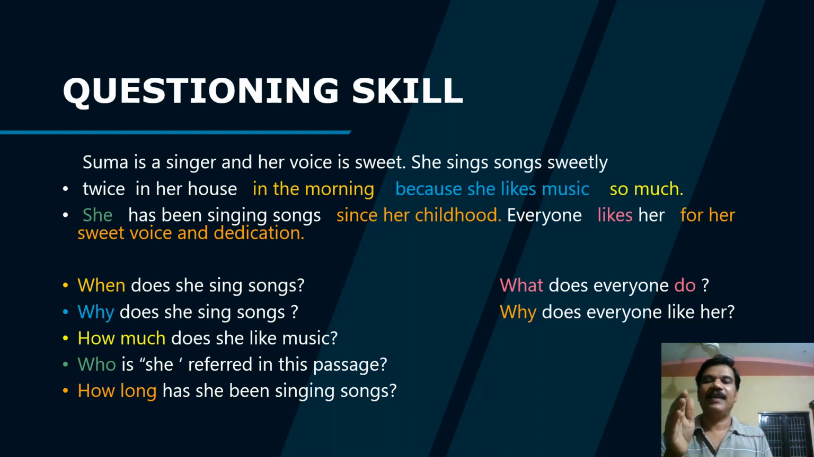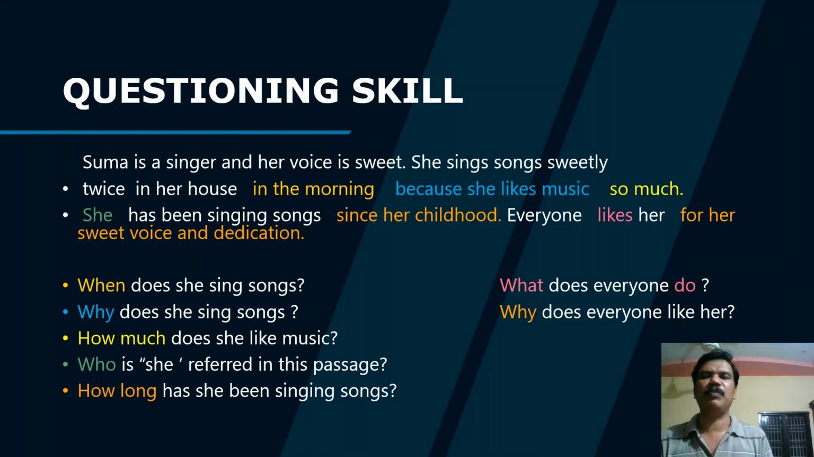Next, likes. What is the tense? Simple present tense. So compulsorily keep in mind, if there is yes, does comes in interrogatives and questions. What does everyone do? Next, for her sweet voice and dedication. For, because. Why does everyone like her? So like this, apply these WH words when you're asked to make questions. Then easily you can do.